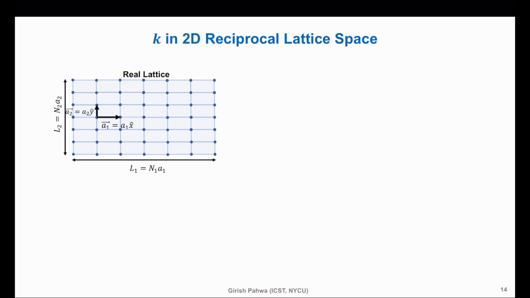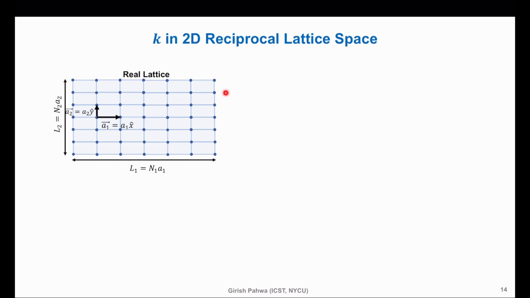So if we have, say, k in the 2D reciprocal lattice space, so say I have a rectangular real lattice. So this is a1, a2, two primitive vectors. So a1 x cap, a2 y cap, and the length along the x direction is L1 equal to n1 times a1 and L2 equal to n2 times a2. So n1 atoms are stacked in this direction, n2 atoms are stacked in this direction. So this is totally a grid.